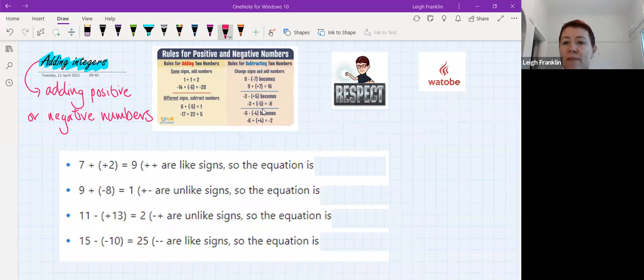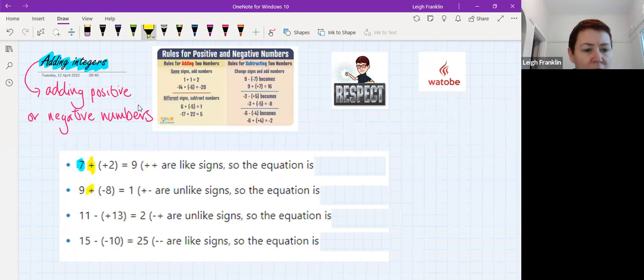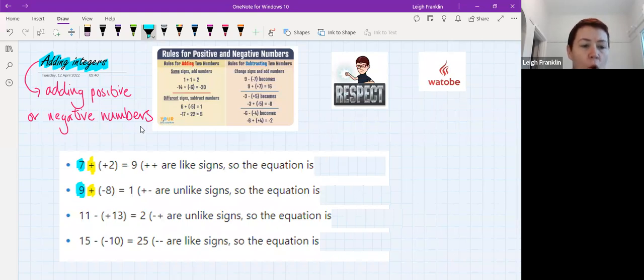In the examples that I have on the screen at the moment, what is important when we are adding integers is that there end up being two signs that sit next to one another. Here's our integer, and then here's our operation of adding. The number that we're starting with is the number in turquoise. This is our starting place on the number line. When we look at the plus, that tells us to move in a certain direction.